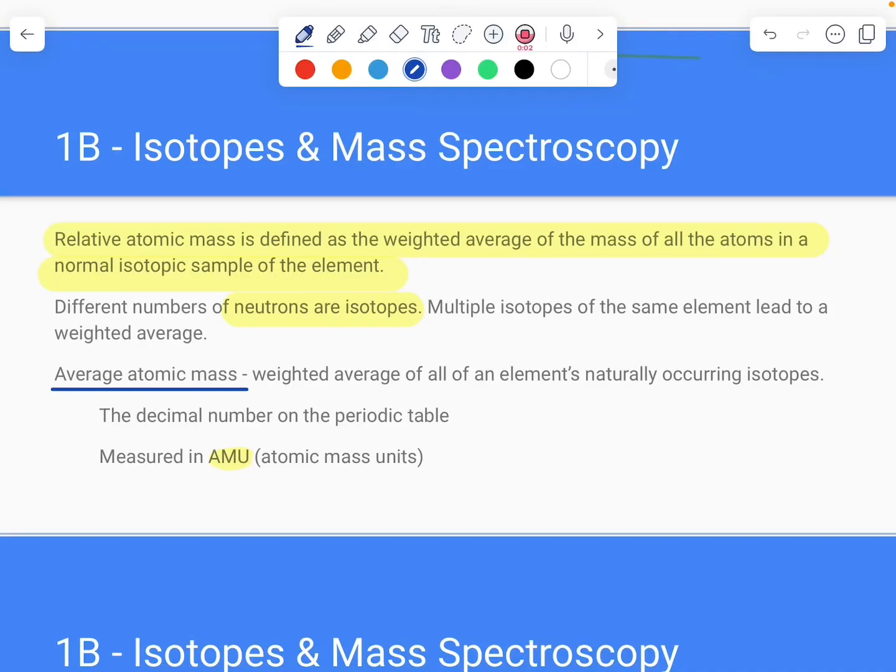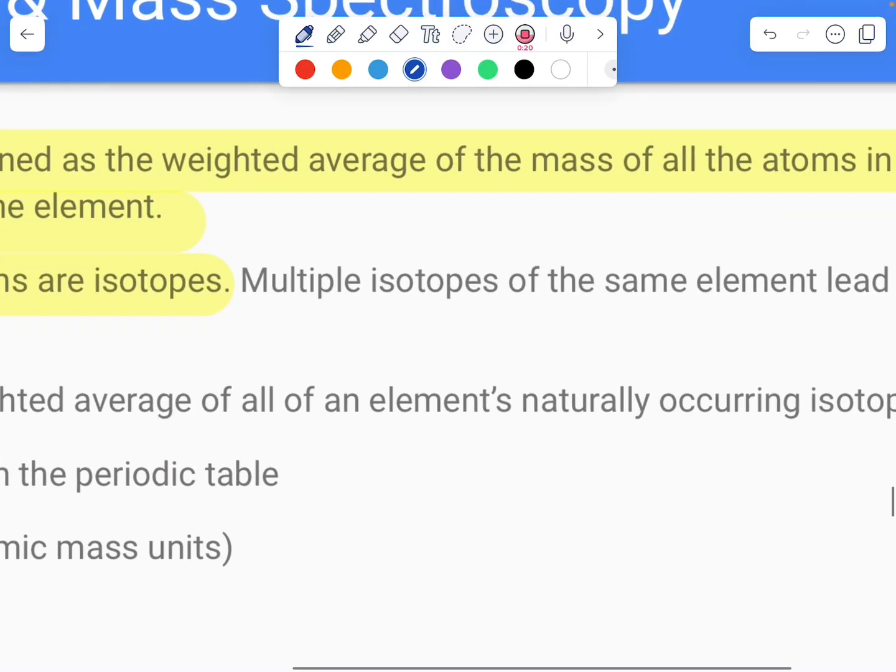Okay, we're going to be doing isotopes and mass spectroscopy. The relative atomic mass is defined as the weighted average of the mass of all the atoms in a normal isotopic sample of the element. Essentially, different numbers of neutrons in an atom are considered different isotopes.